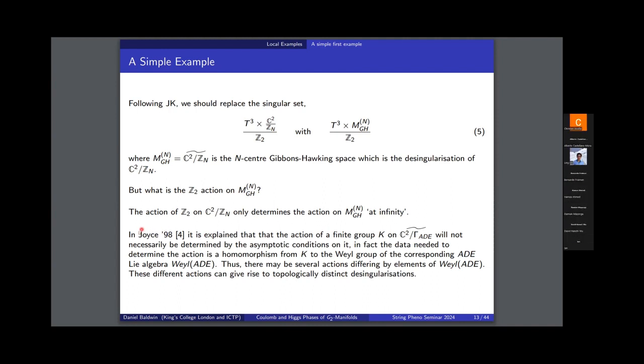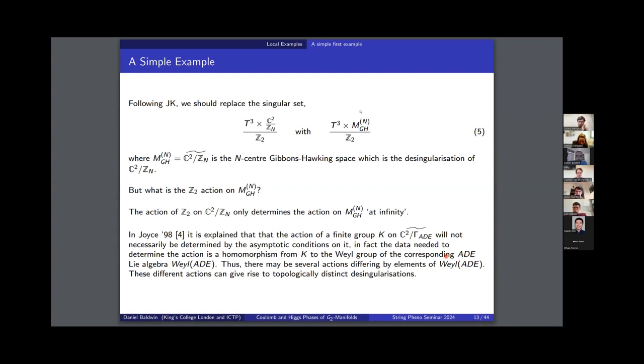So in a paper by Dominic Joyce, it's explained that the action of a finite group on the desingularization of some ADE singularity isn't necessarily determined by the asymptotic conditions on it. But in fact, the extra data you need to determine the action is a homomorphism from the finite group K into the Weyl group of the corresponding ADE Lie algebra. And so there could be several different Z2 actions on this n-centered Gibbons-Hawking space, differing by elements of the Weyl group. And these are what give rise to these topologically distinct desingularizations. So just keep in mind that the Weyl group plays a role here.